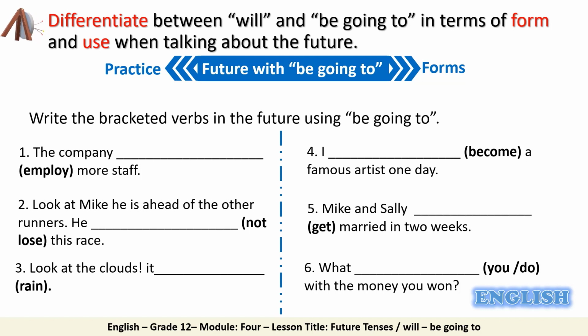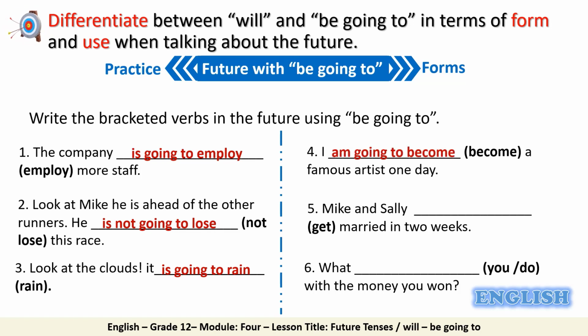Excellent. Let's find out about the answers. Sentence 1, we should write, exactly, is going to employ. Then for sentence 2, the correct answer is, of course, is not going to lose. Then sentence 3, and the correct answer is, very good, is going to rain. Then sentence 4, excellent, the correct answer is, I'm going to become. As for sentence 5, we should write, very good, are going to get. And finally, sentence 6, which is a question, we should write, very good, are you going to do?